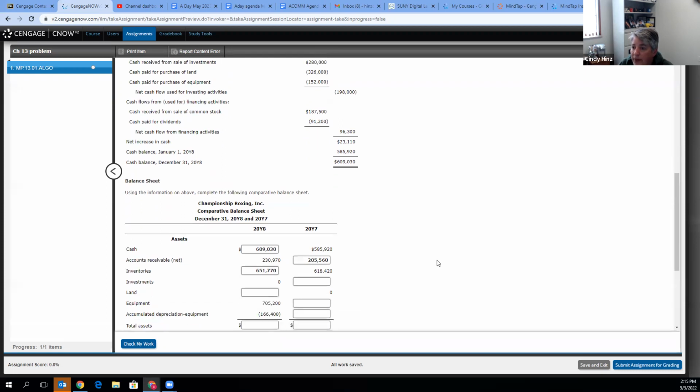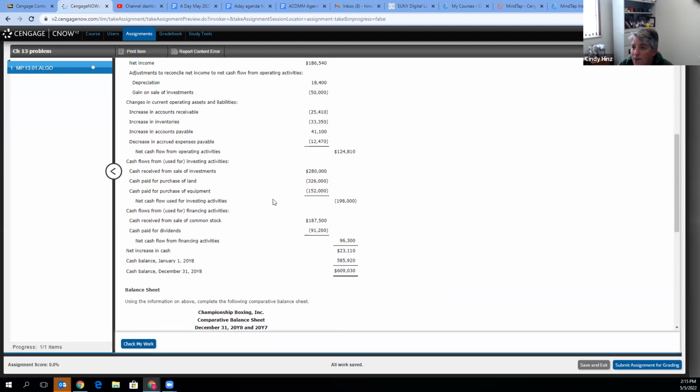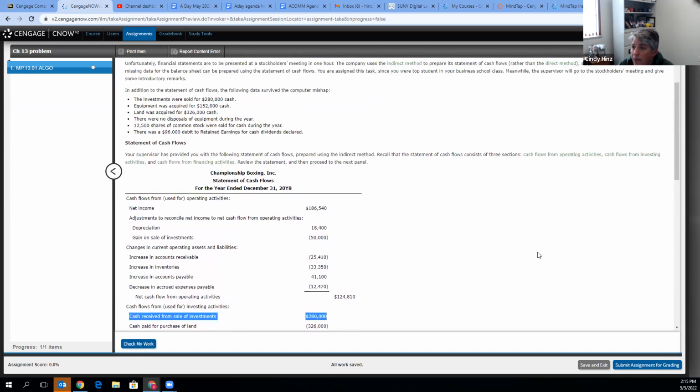So what else happened? Well, the next line is our investments. And we can see that we have no investments at the end of the year. And here in the investing section, we can see we received cash from the sale of the investments of $280,000. What else do we know about the investments? So it says they were sold for $280,000 in cash.